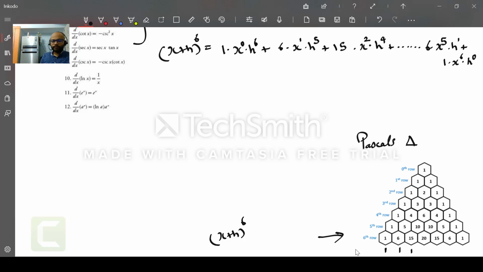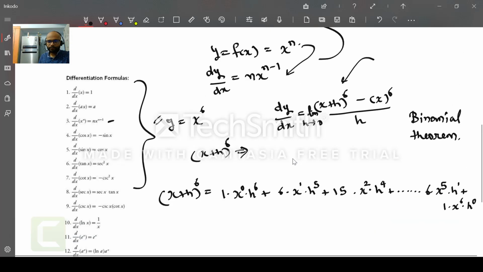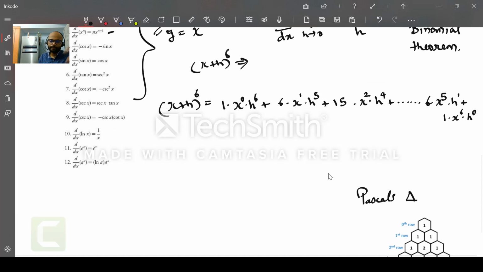Now, if you remember, I have to subtract x to the power of 6 from here. So if I subtract x to the power of 6 from this, this and this will cancel out. Only these terms would remain.